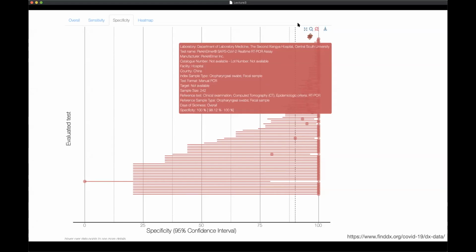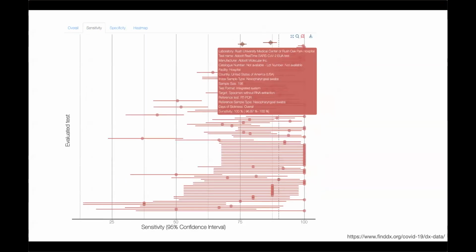Right. So even, and this is one of the best tests, 99% specificity is on the higher end of what the tests are doing. And here's the sensitivity, which means how likely the test is to detect a positive. So a lot of them will also be near 100%.